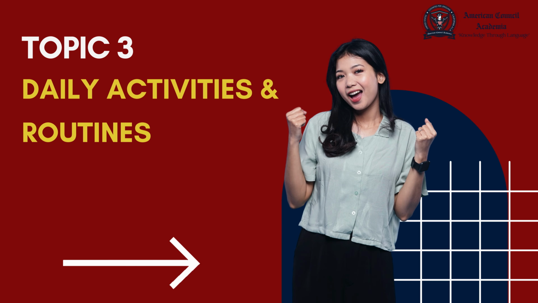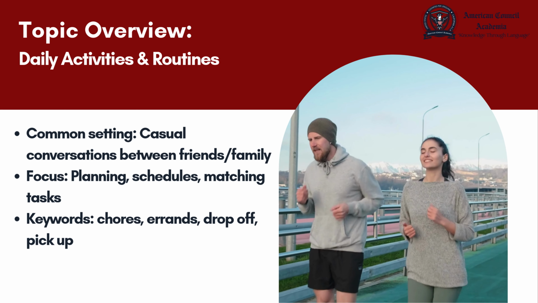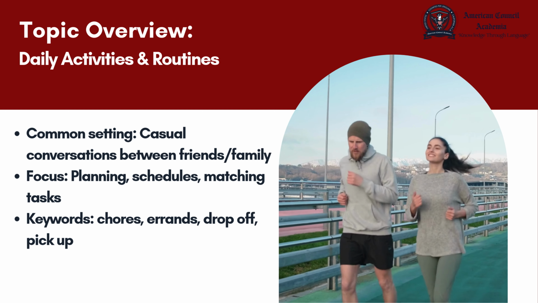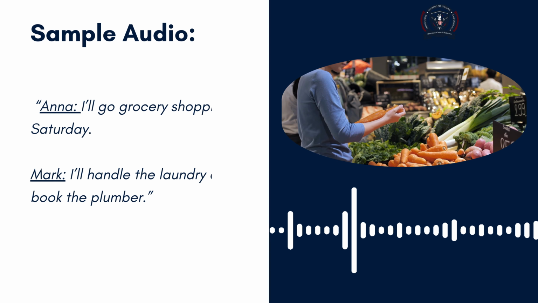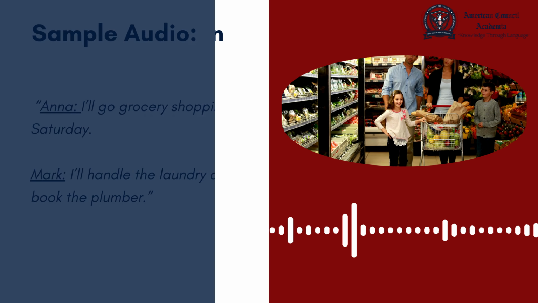Topic 3. Daily activities and routines. These are casual talks between family or friends about chores and plans. Example: I'll go grocery shopping on Saturday. I'll handle the laundry and book the plumber.